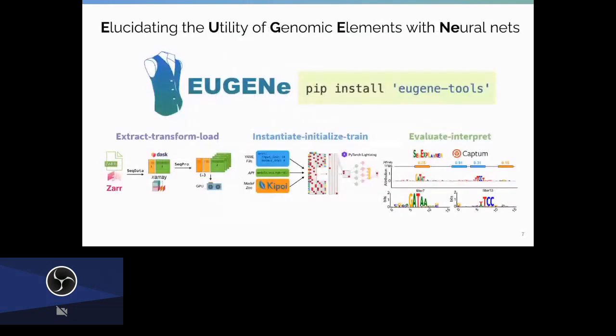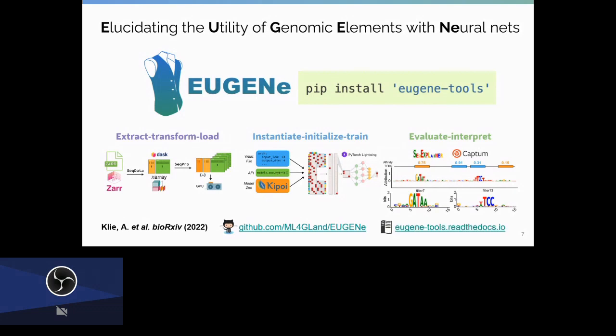So all this really motivated us to develop an open source Python package called EUGENe, or elucidating the utility of genomic elements with neural nets. In this presentation, I'll just briefly highlight the hallmarks for each of the major stages of the workflow illustrated on this slide. But if you're interested in more of the details, you can check out our preprint, EUGENe's GitHub, and the documentation pages.